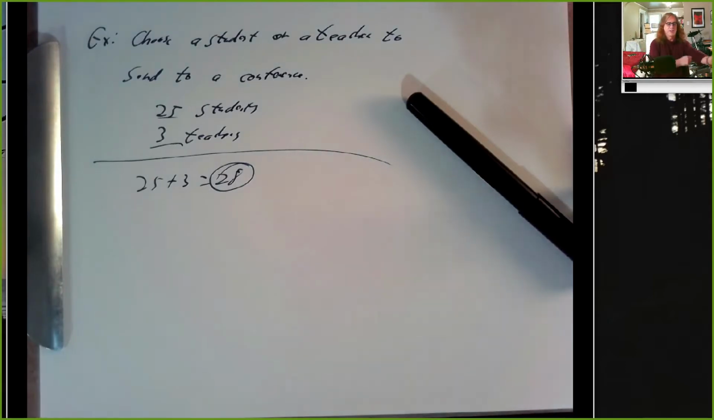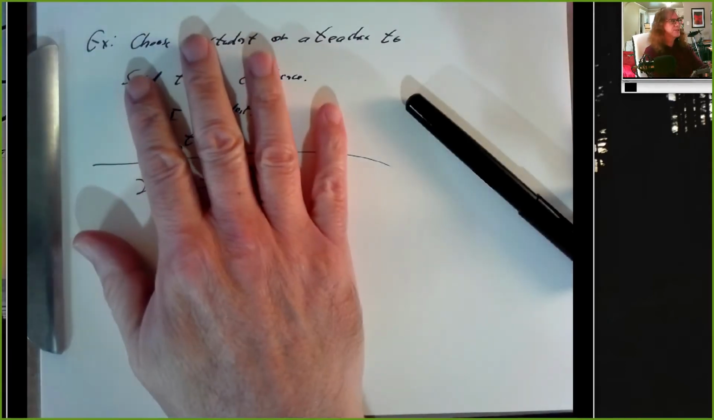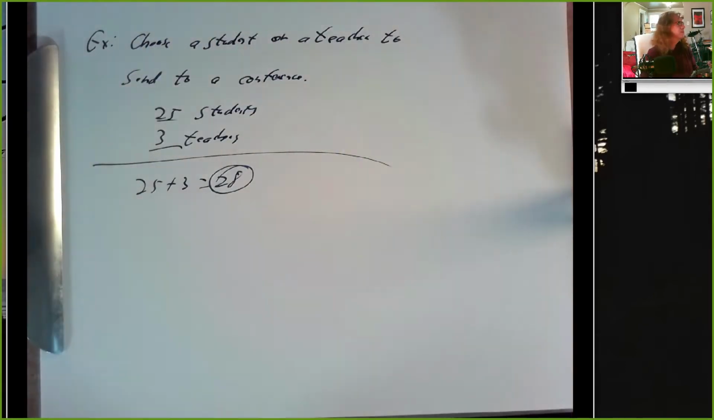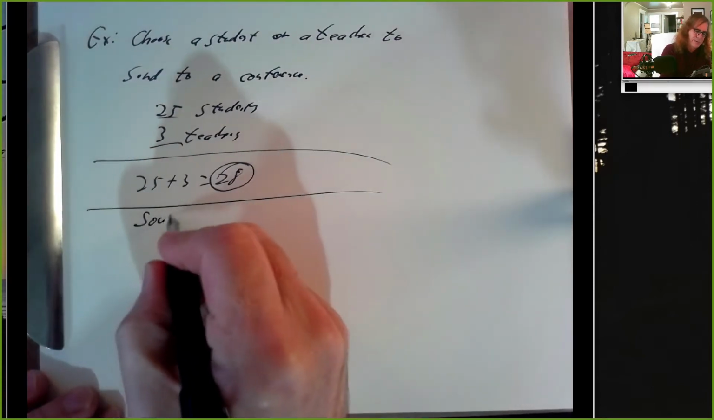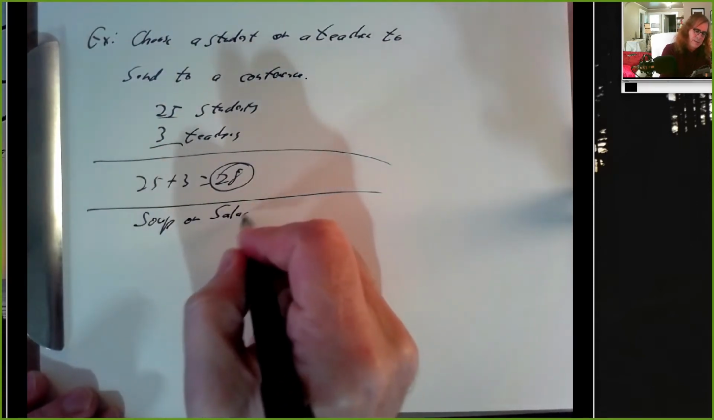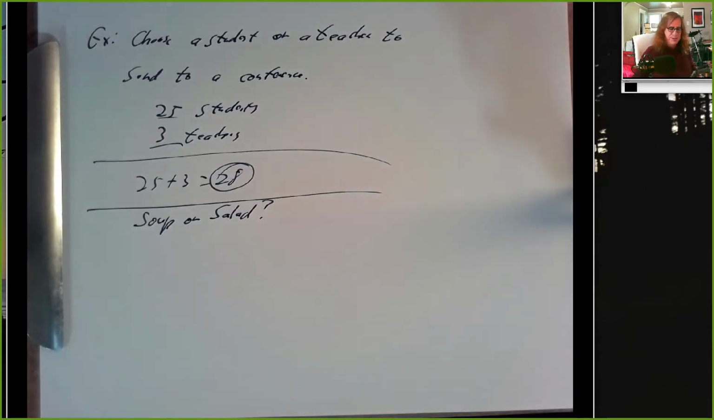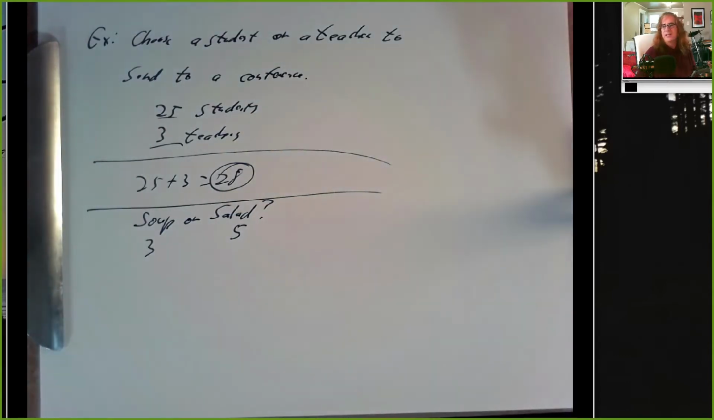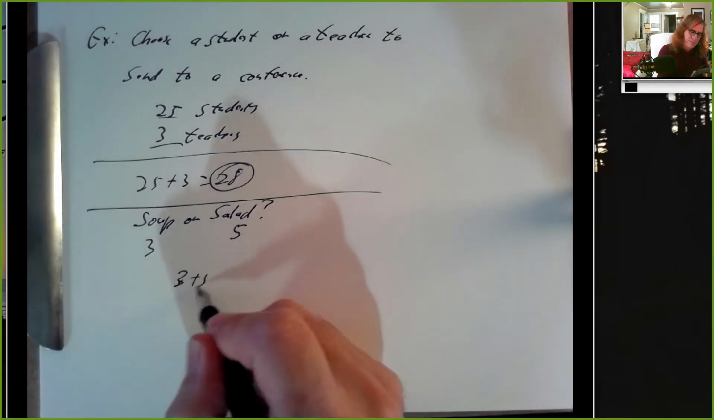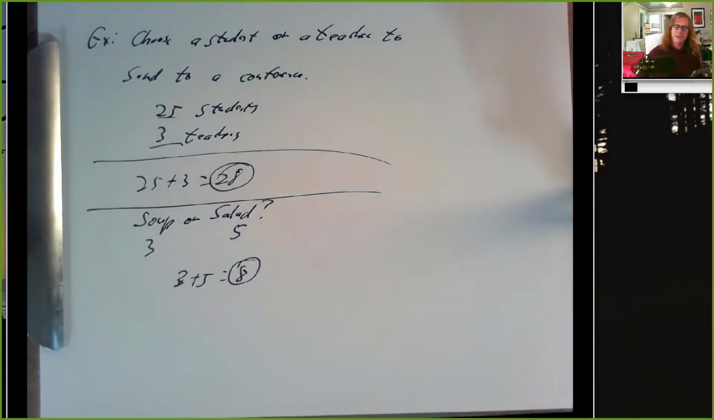Alright, so that would be a product rule. If you're only picking either a teacher or a student, that's a sum rule. Alright, if you're going to a restaurant and with your meal you get to choose a soup or a salad, and there's 3 kinds of soup and there's 5 kinds of salad, then you have a total of 8 ways that you can choose this side to go along with your meal.